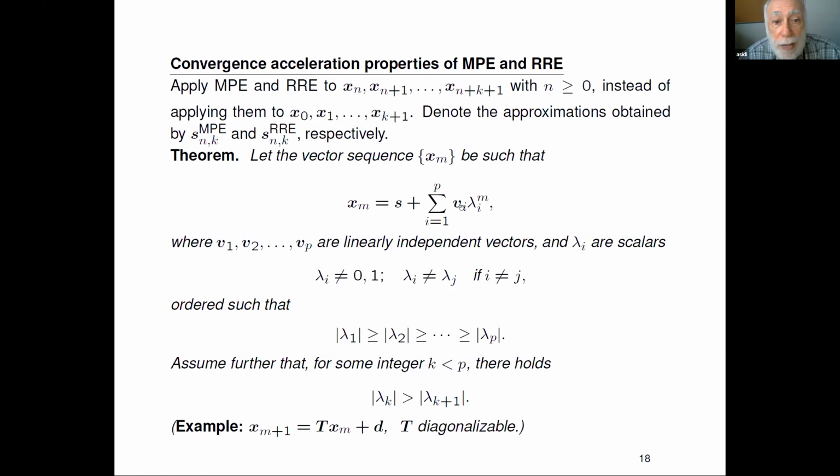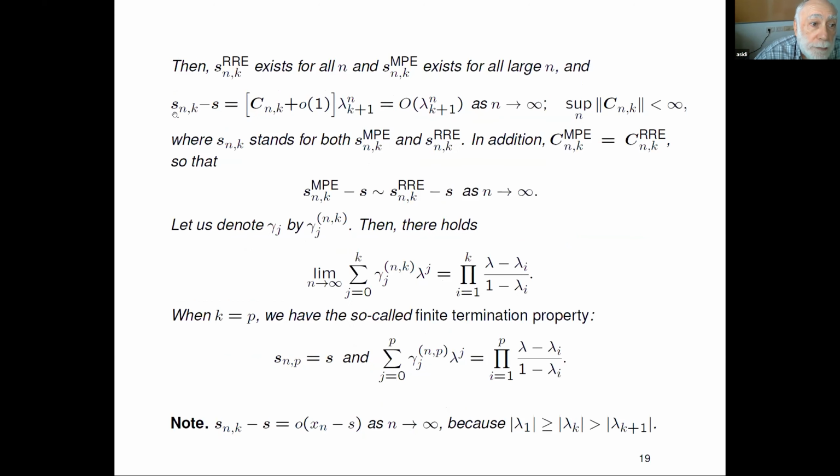So we ask what happens to the approximations. Under these conditions, especially the condition that lambda k is greater than lambda k plus 1, you can show that this error is of the order of lambda k plus 1 to the power of n. Here you see at the bottom that lambda k plus 1 is strictly less than lambda k, which is less than or equal to lambda 1. That means that S sub n,k is converging to s faster than the original sequence on which it is based.